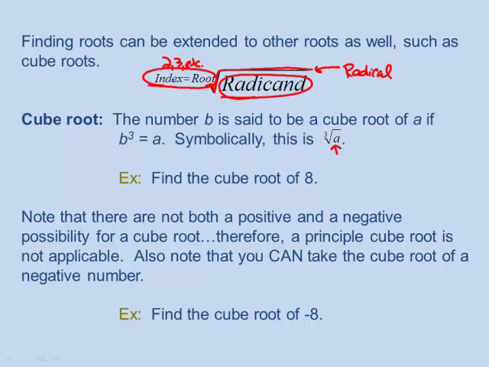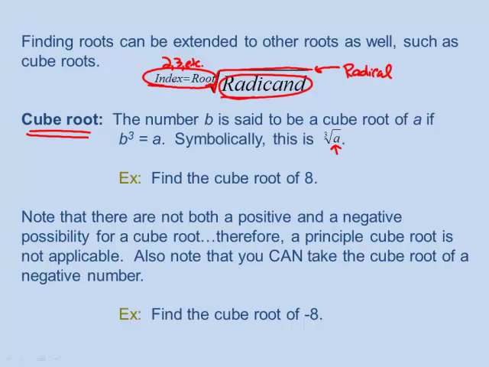So we talked about square root. Now let's talk about cube root, which means our index or our root is 3. The definition says the number b is said to be a cube root of a if b cubed equals a. And symbolically, as shown above, that is going to look like a 3 out on the leg of your radical sign with whatever you're taking the cube root of, in this case a, underneath the radical sign, or your radicand.